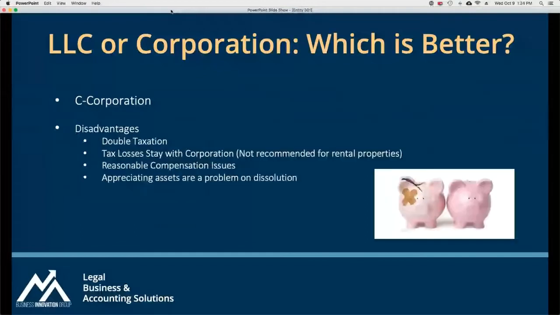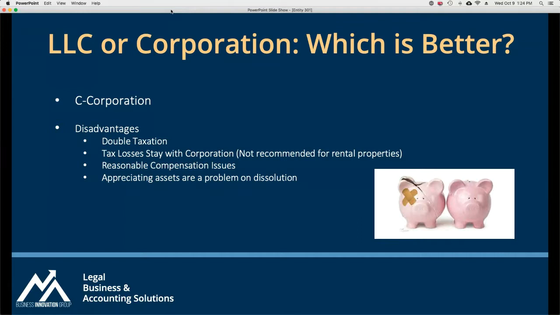The disadvantages of a C corporation, everybody, well, maybe not everybody, but most people, when they talk about C corporations, know about a double taxation problem. And I'll show a little bit about what that is. But certainly C corporations have this double taxation problem. Tax losses stay with a corporation, and so they're not recommended for rental properties, right? Basically, I have a lot of clients who got really bad advice in the past and put rental properties in a C corporation, and those rental properties have kind of spun off losses. They since have sold the properties, and now they're just stuck with this shell of a C corporation with losses, and they're just waiting for those losses to get used up.